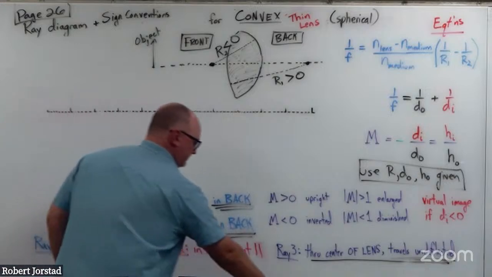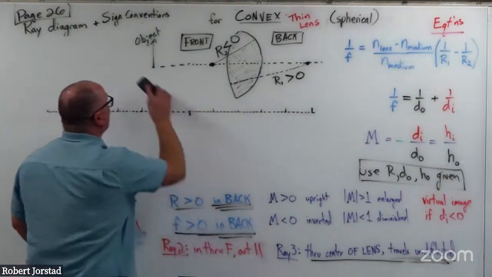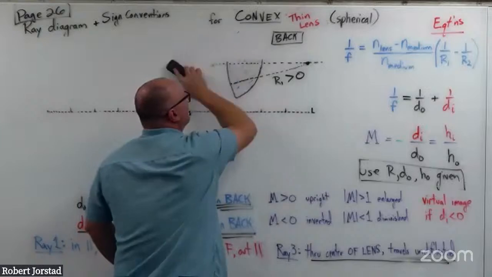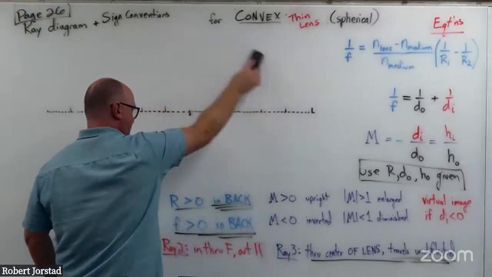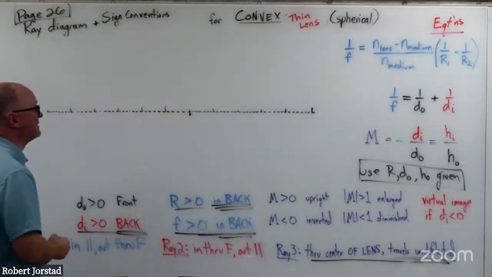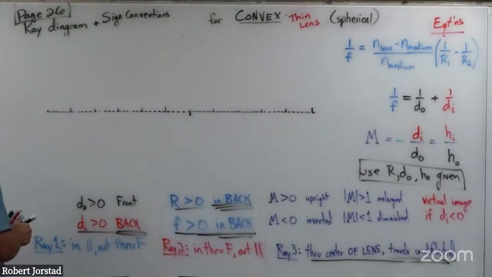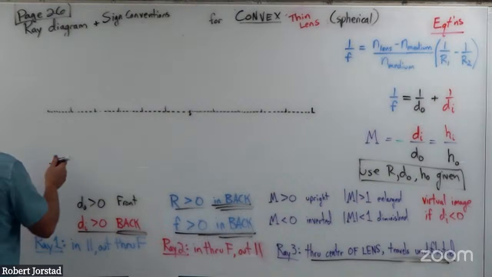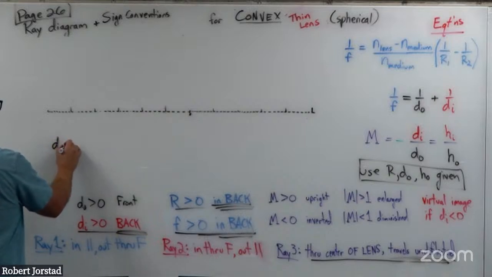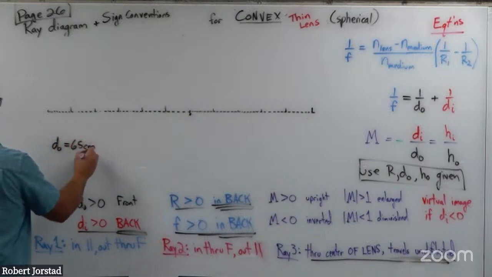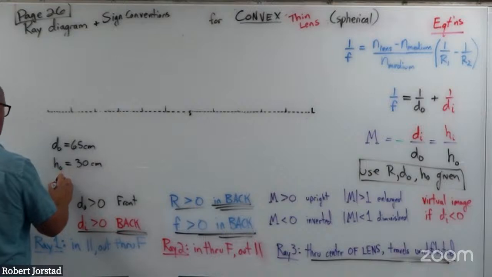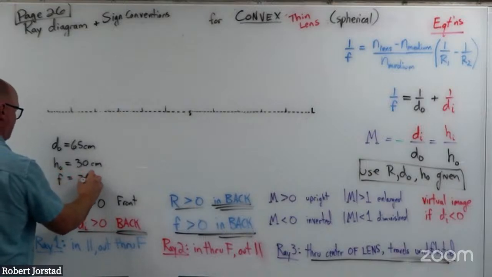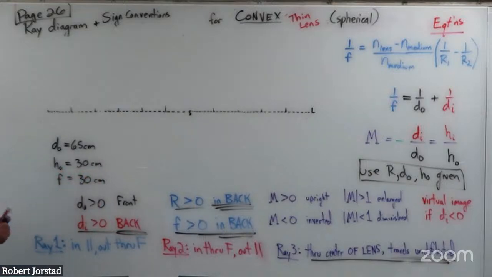Okay, so this diagram, I need to move it out of the way if I want to draw a ray diagram. Sorry about that. All right, let's assume, I think I had some parameters here. What did I say to use? D0 is going to be 65 centimeters. H0 is going to be 30 centimeters. And F is also going to be 30 centimeters. We're going to try and draw this.